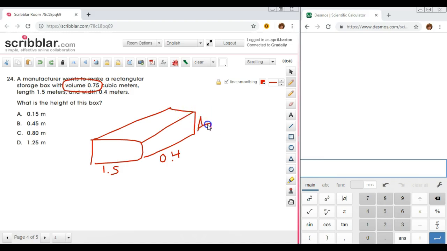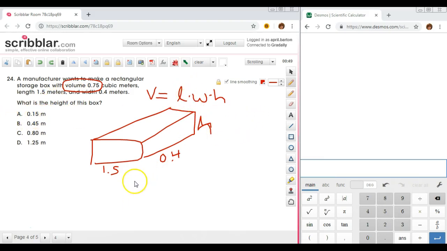When you look at a rectangular prism, the volume is just multiplying the three sides together. The length times the width times the height. We do not know height, so we have two possible ways to solve this. We could either try each answer choice and see if it gives us the correct volume, or we could plug in the volume, the length, and the width and solve that equation for the height. I think it's easier to use each answer choice.